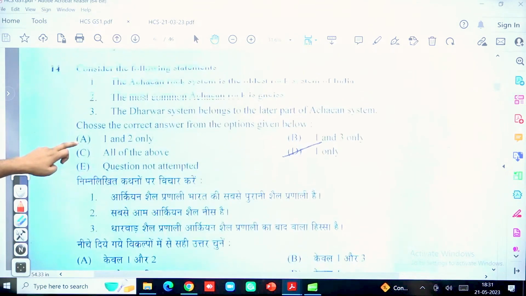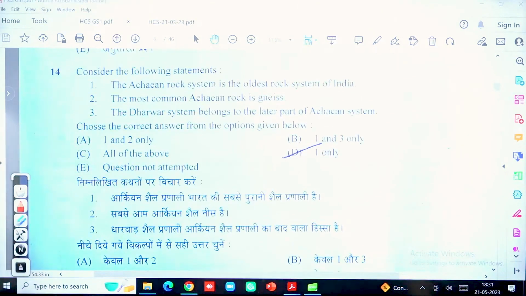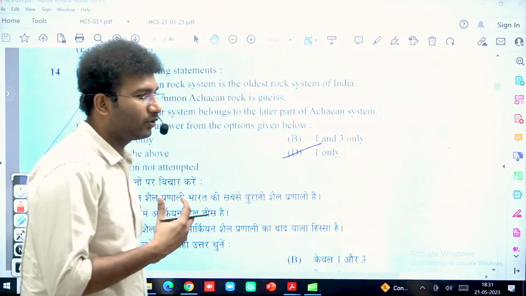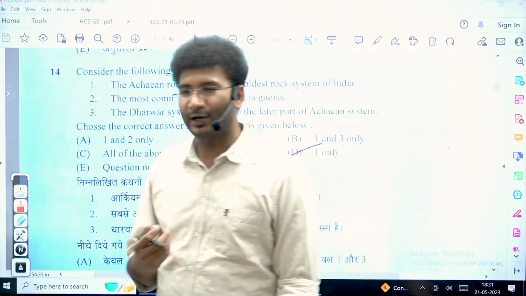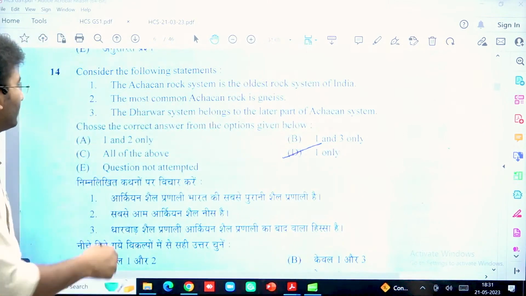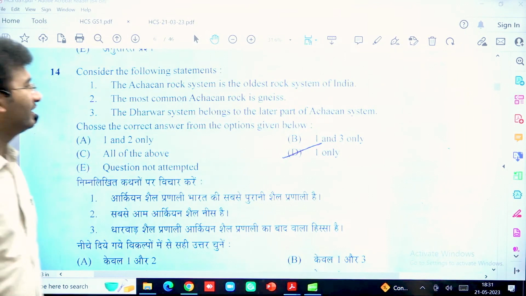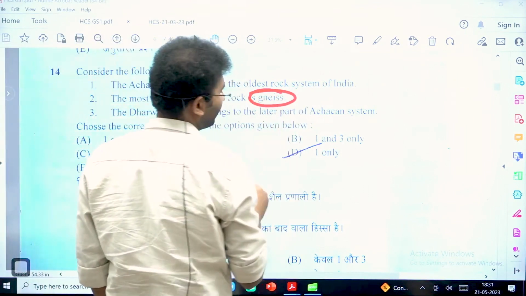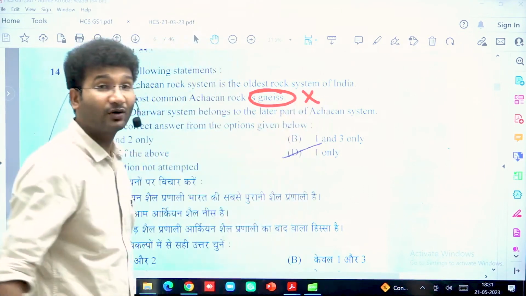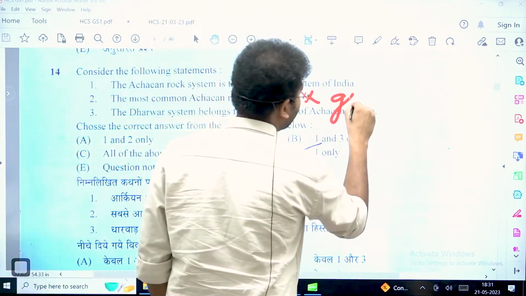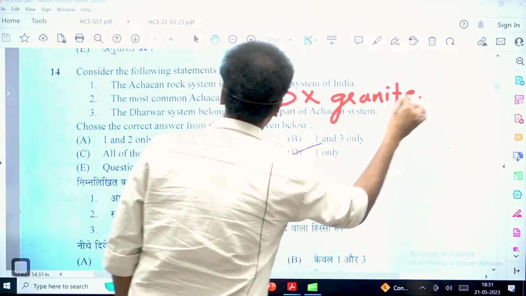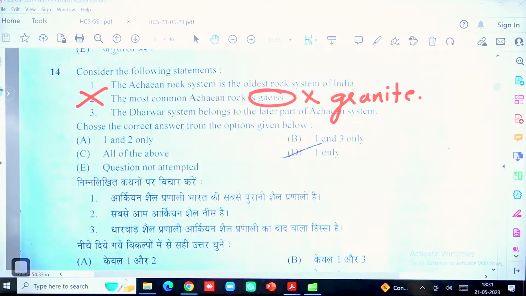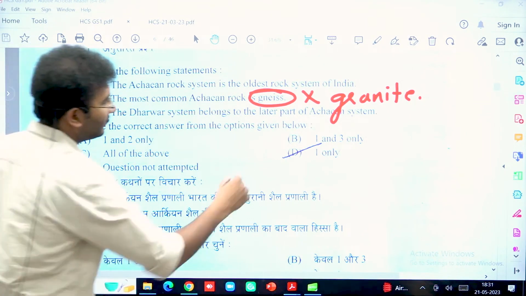Now question number 14. Consider the following statements. Statement 1: The Archean rock system is the oldest rock system in India. Statement 2: The most common Archean rock is gneiss. See, the most common Archean rock is not gneiss. It is granite. Okay? So statement 2 is wrong. You can also use the elimination method here. Clearly you will get B, that is 1 and 3.